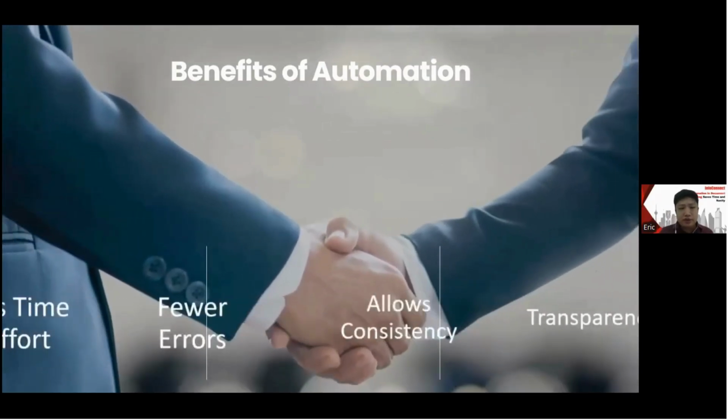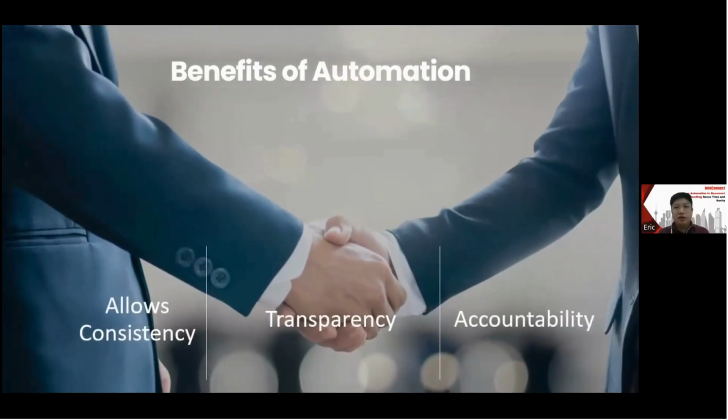Other benefits, you'll also see things like consistency. Okay, so in terms of consistency, the process is already set in the system. There won't be process A being done today and process B being done tomorrow. It is all going to be one automated process for a certain item. Okay, and you also have better transparency.